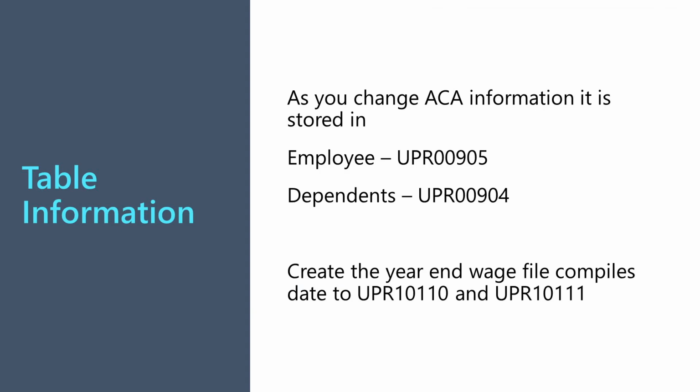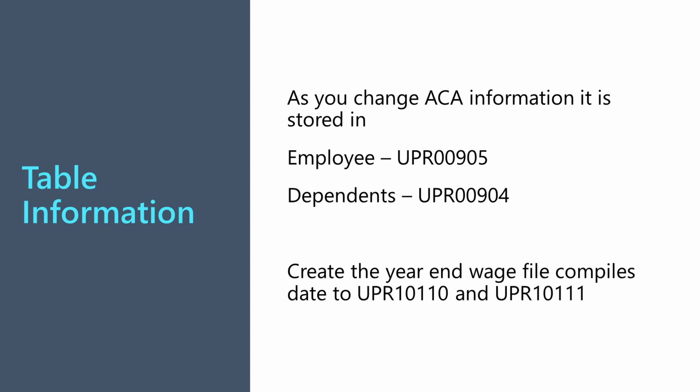So the table information, as we looked at, your employee and dependents, as you're making changes to your records, are in the 904 and the 905. Now that we have it set up, I really don't look at those records much anymore, nor manipulate data in them. It's just automatically tracking in that table for me. And then I create my year-end wage file. And that is in the 110 and the 111. And so maybe at year-end time, if someone calls me and we want to make a mass change, I'm probably going to do it in the year-end tables versus back here in these tracking tables.